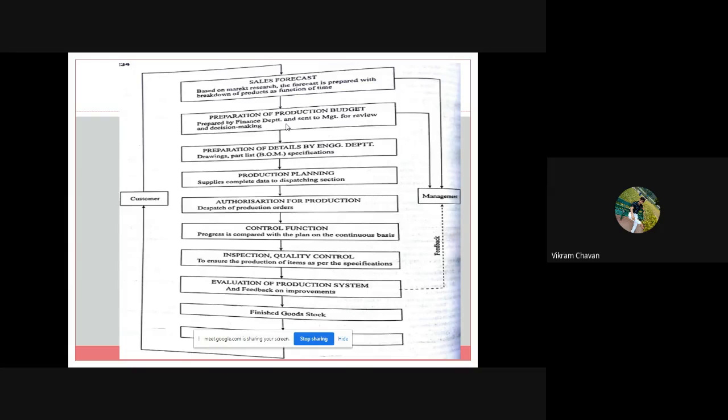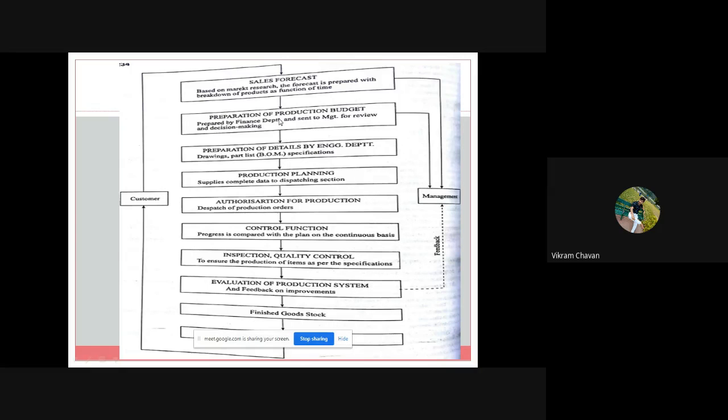So this finance department, after preparing the complete detailed budget, will hand it over to the production department, and the production department adds or reduces some parameters according to the requirement, and provides it to the management. So once the budget is prepared by the finance department in consultation with the production department, it will be handed over to the management for review purposes.